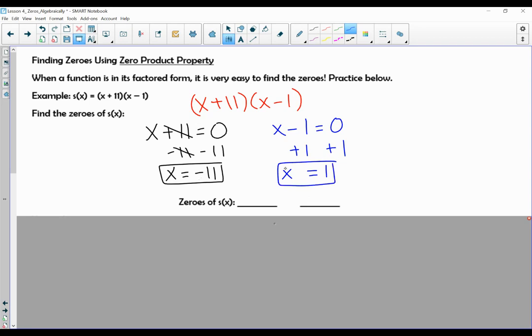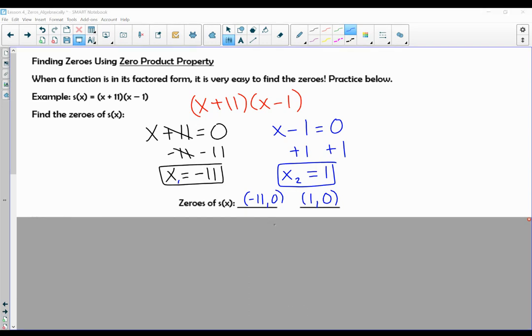You can write that as x1 equals negative 11, x2 equals 1. You could also write it as coordinates. I'm going to put it as coordinates. So (-11, 0) and (1, 0). The reason I want to write these as coordinates is because I know that they're related to the x-intercepts. So if I go to graph them, I already know what the coordinate will be. All right, so go ahead and try those problems out.